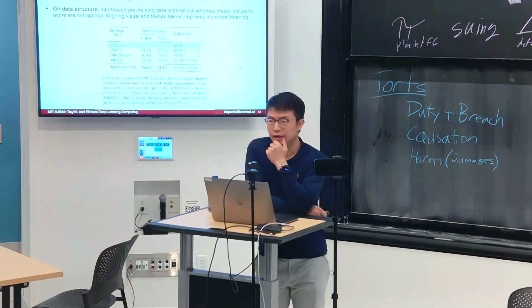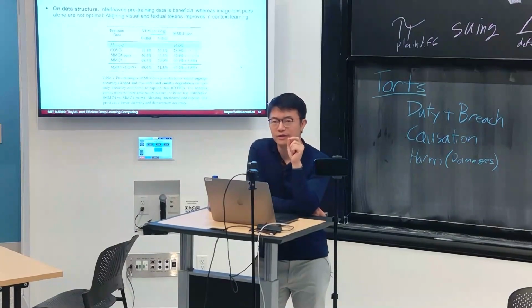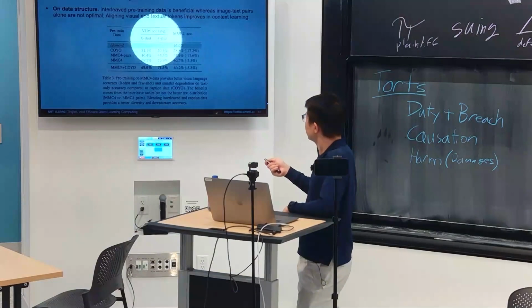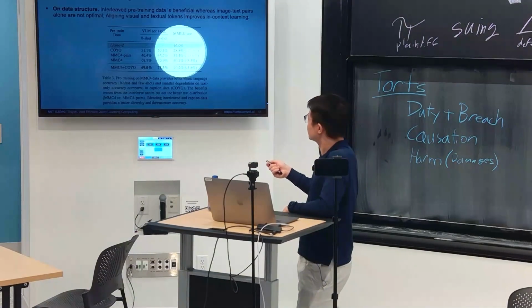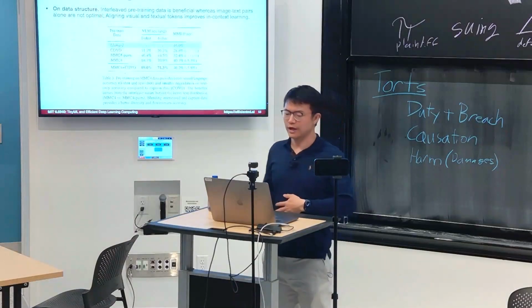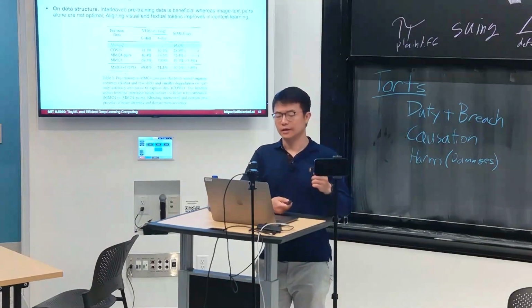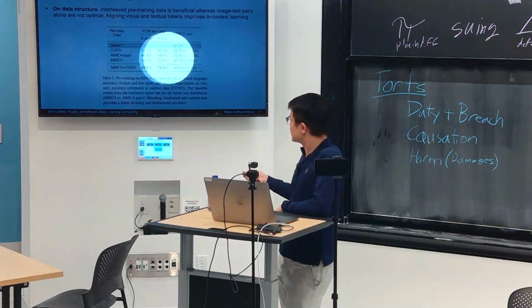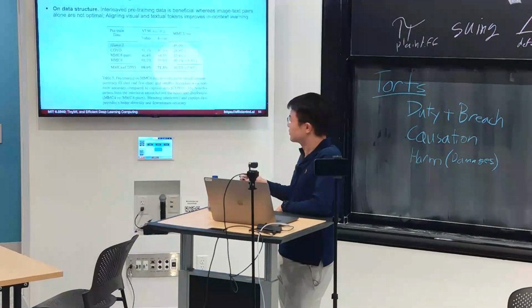On the data side, we find that interleaved image-text data is very crucial compared with image-text pairs. With just image-text pairs, the language-only accuracy is going to degrade very sharply. But with interleaved image-text together with image-text pairs, the VLM's accuracy is the highest, and the language model's degradation is the smallest.